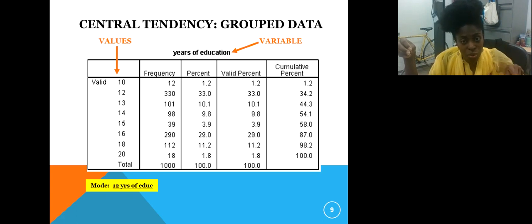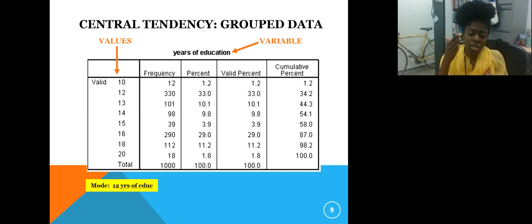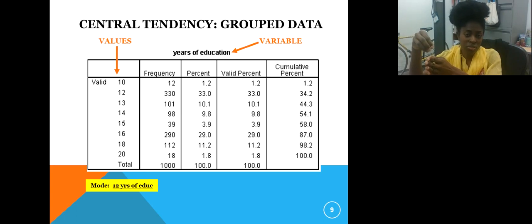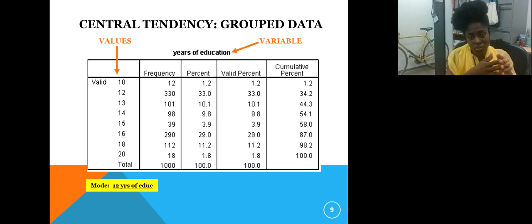330 plus 12, that's 342. So we're at 342. Have we reached our n plus 1 over 2 of 500.5? No, we haven't. So let's keep going, right? 342 plus 101, that is 443. Have we gotten to 500 yet? Nope, 443, that's where we are. Once we finish with all the 13 years of education people, we're still at 443. Okay, now we're going to 14 years of education.